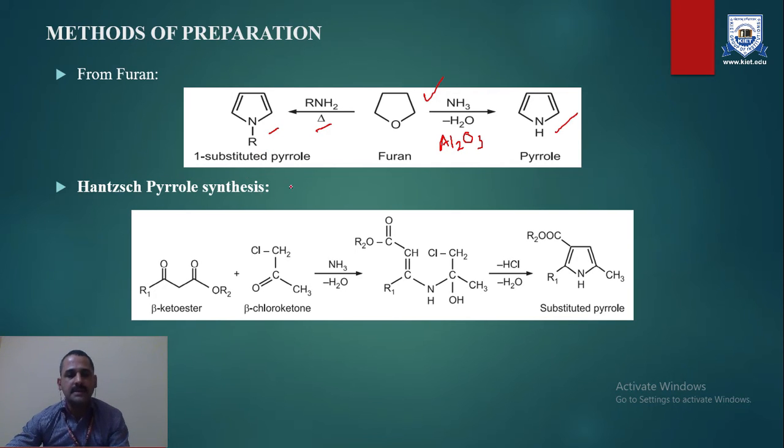Another method is Hantzsch pyrrole synthesis, where beta keto esters generally undergo an addition reaction with beta chloroketone, and in the subsequent presence of ammonia, it will provide a substituted pyrrole. You can see the subsequent loss of hydrochloric acid and water provides the substituted pyrrole. Now in this structure, the pyrrole is substituted with methyl, then ester, as well as other alkyl group functionality.